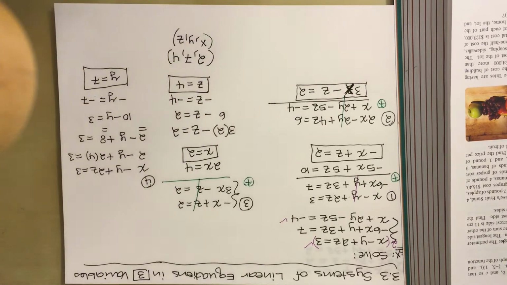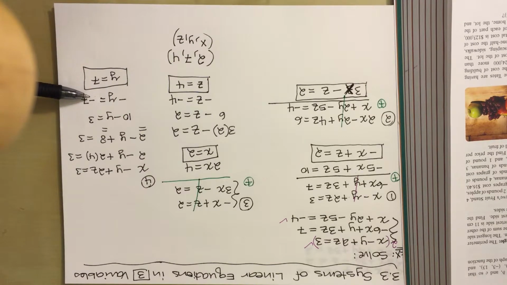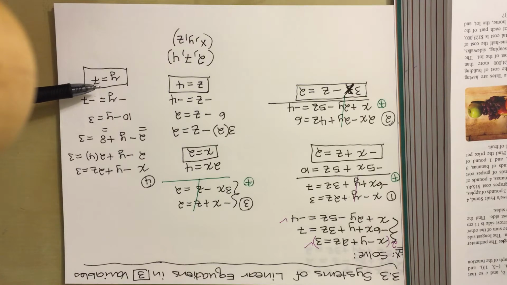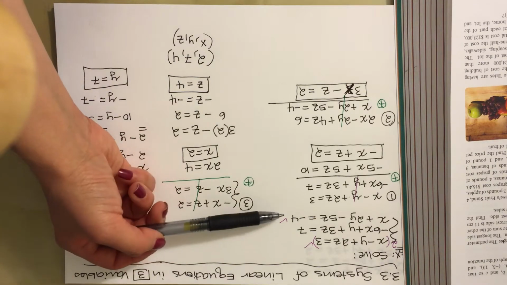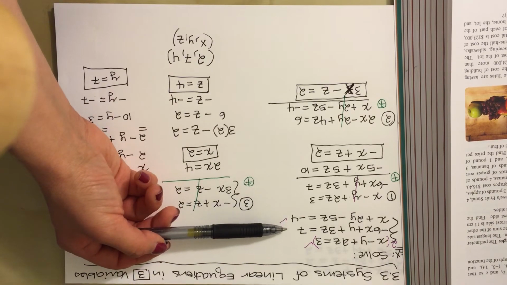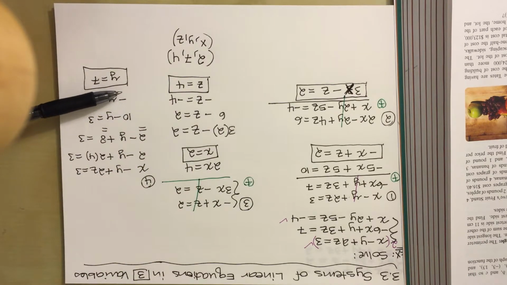And you should make sure that your answer is correct. To check your answer, you have to take all three solutions and substitute them into all three equations. You have to check all three equations. If it works for all three of them, then your answer is correct. If it does not work for all three, then your answer is wrong and you need to go back and figure out where you made a mistake.